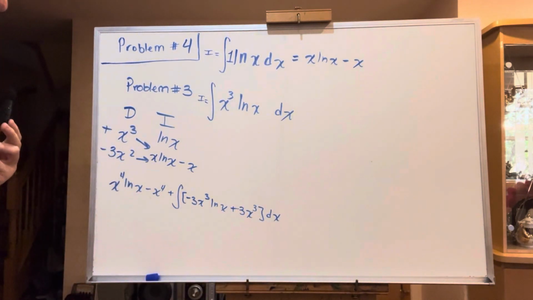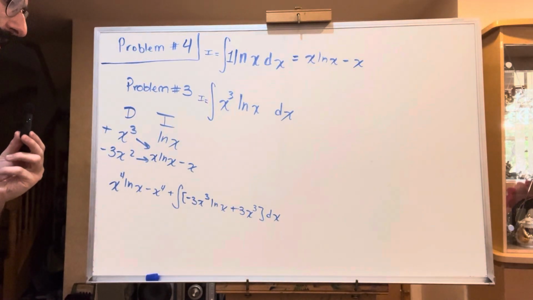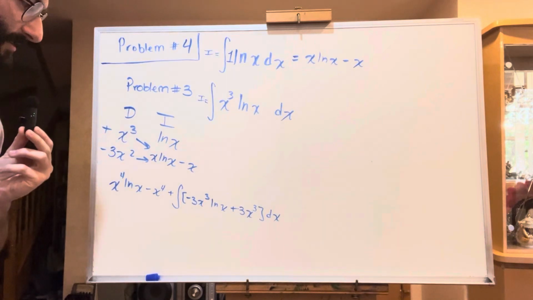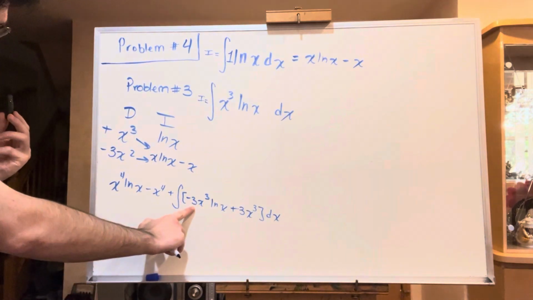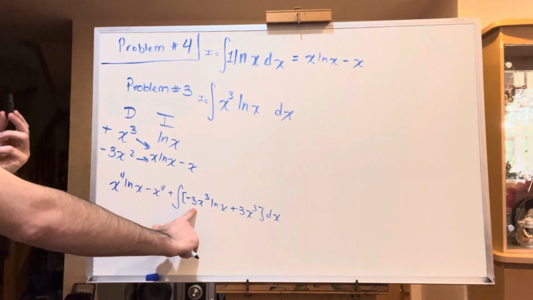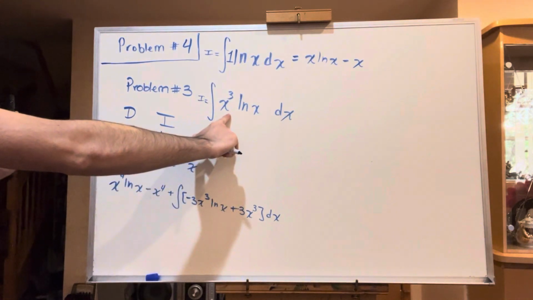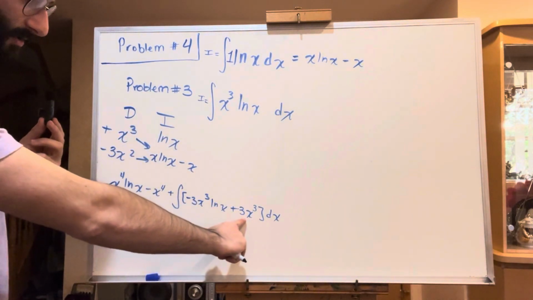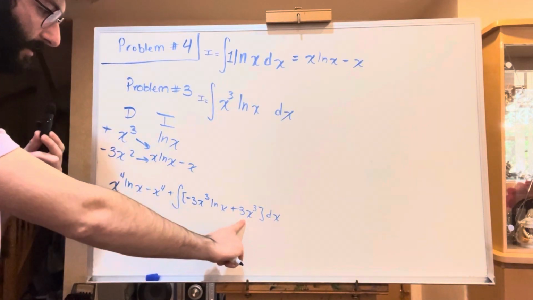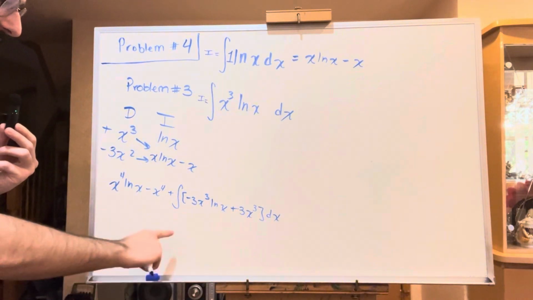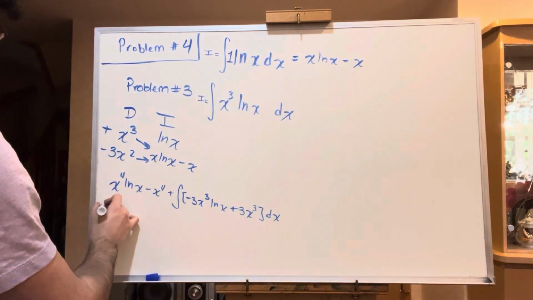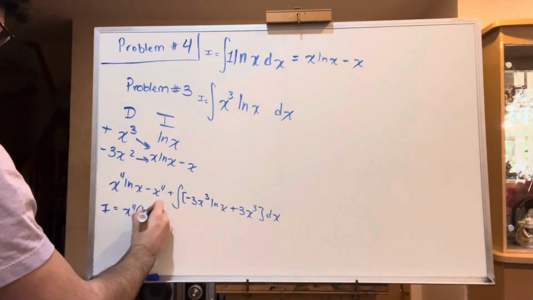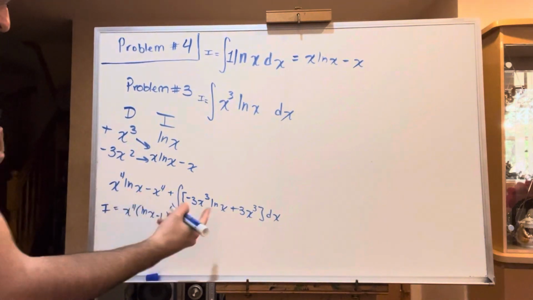And you may already be regretting choosing this route, but don't fear too much, because look what we have here. That's just the integral we started with. We have minus 3I over here, and this integral is pretty trivial, so let's go ahead and simplify and solve for I. So I equals x to the fourth ln of x minus 1, right?